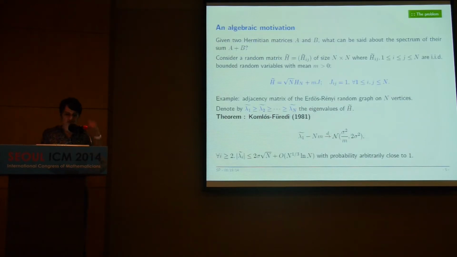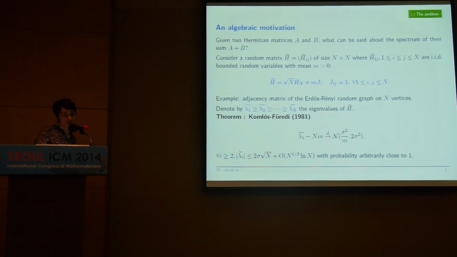So let me give a few motivations for these questions. First, there is a simple question, which is what can we say about the spectrum of the sum of 2 matrices if one knows the spectrum of each? The first time this question was considered goes back to Füredi and Komlós in the 80s, who were actually interested in the adjacency matrix of the Erdős-Rényi random graph.